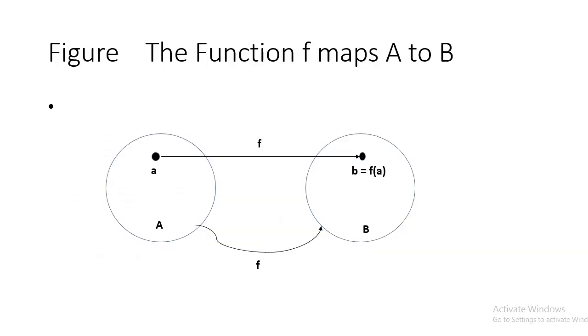Now let's see this figure of the function. There are two sets, A and B. The capital letters represent the sets and the small letters represent the elements belonging to that set. There are two arrows. The first one is from a to b, and b is equal to f(a). So this is a function that shows f maps a to b.